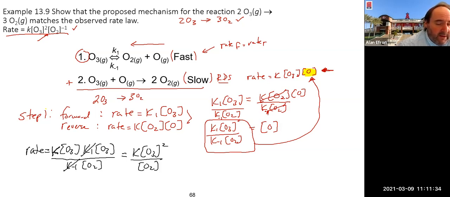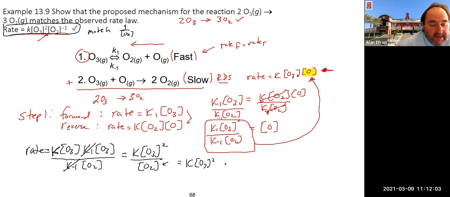And now we have a rate law that we can compare to the one found experimentally. When you do, you hopefully see that they actually do match, because that is O2 to the minus 1, which is basically 1 over O2. And that's why the O2 is on the bottom here. So it matches in this particular case. You could again write this as K O3 squared and O2 to the minus 1.